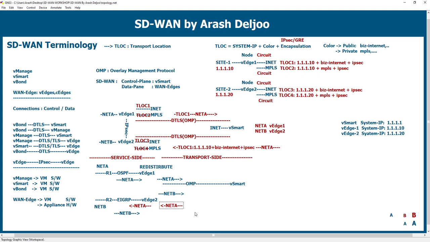Because of that, now you know that we use redistribution. We can use it, not every time, but many times. You can redistribute the routes received from the routing protocols on the service side to OMP as a routing protocol on the transport side. And after that, redistribute OMP to another routing protocol. This is one of the other important points that we should consider.